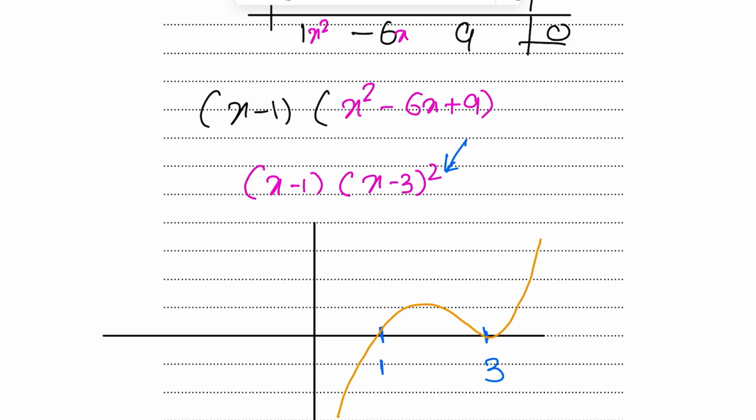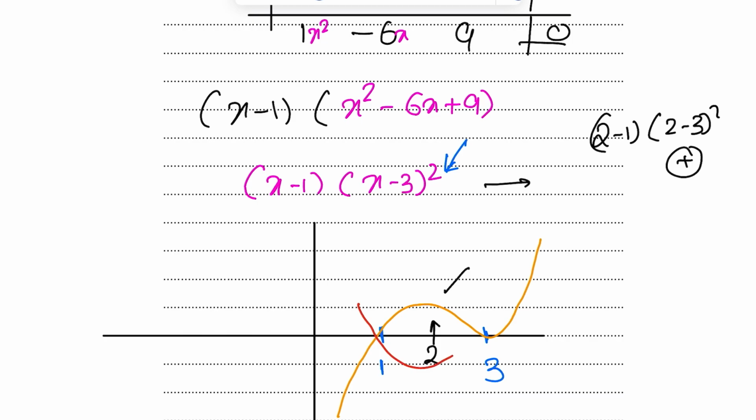Why am I drawing it like that? How do I know it is in this shape? I'll try a random value 2. Plug in 2. So it becomes 2 minus 1 and 2 minus 3 whole square. It is positive. So the graph is positive. Therefore, that should be the shape of the graph. Otherwise, the shape of the graph can be in this way also, bouncing at 3. But the red color one is having f of 2 as negative. So therefore, the red color one is not possible. So only the yellow color one which I have drawn is going to be the shape of the graph.